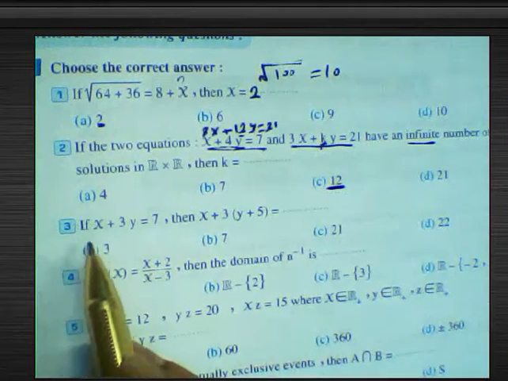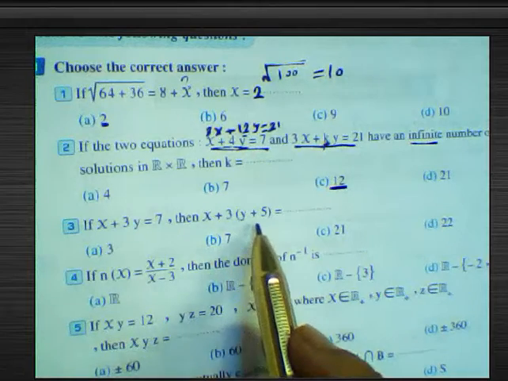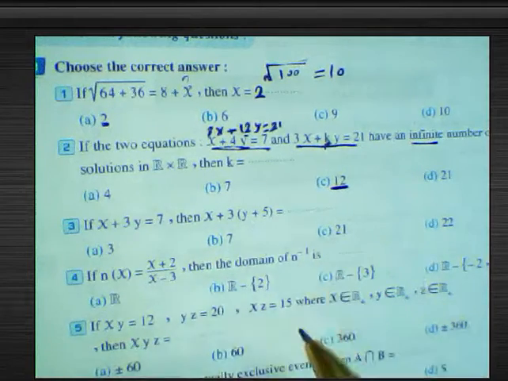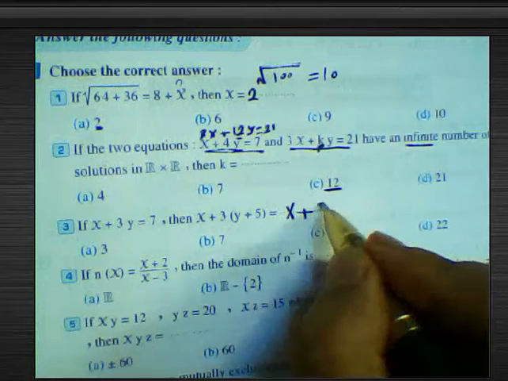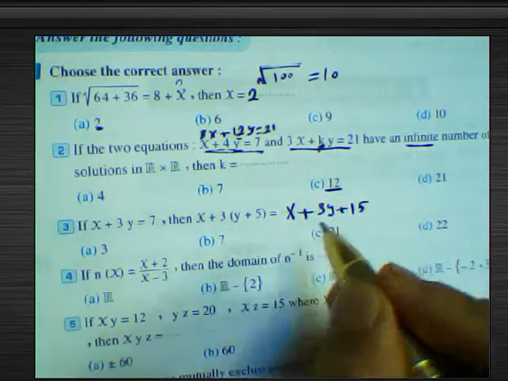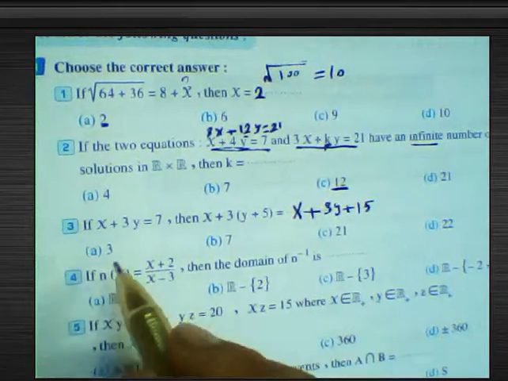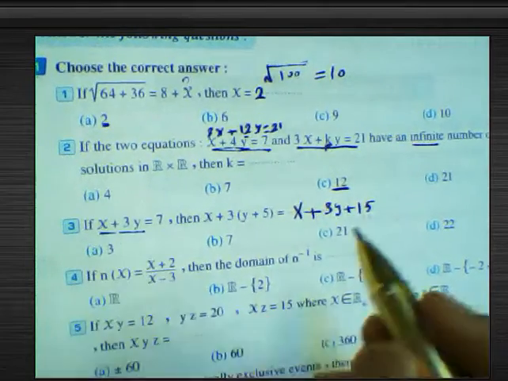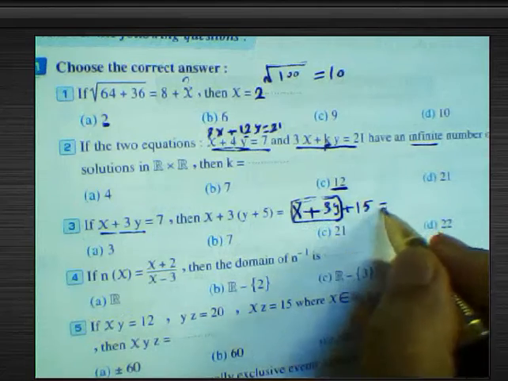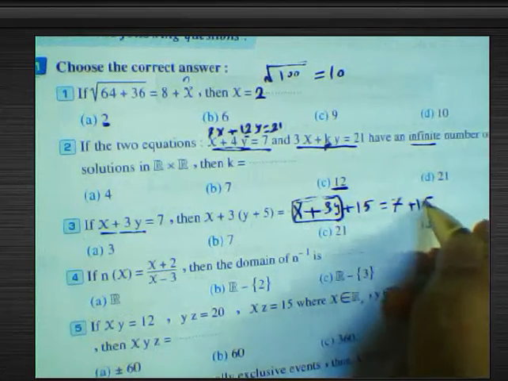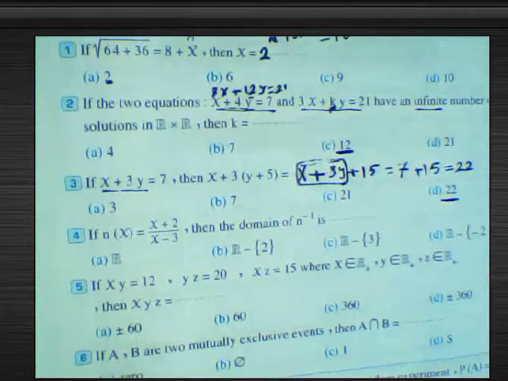Question number 3. If x plus 3y equals 7, then x plus 3 multiplied by (y plus 5) in brackets equals? We know the result will be x plus 3y plus 15, using the distribution property. He told us x plus 3y equals 7. The result of this expression equals 7. So the result will be 7 plus 15 equals 22.